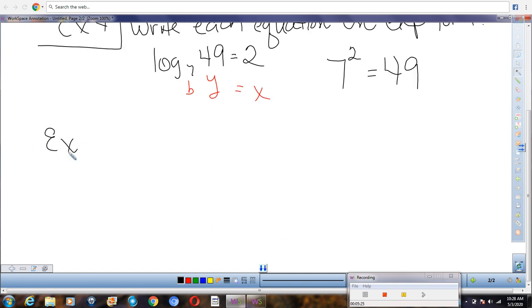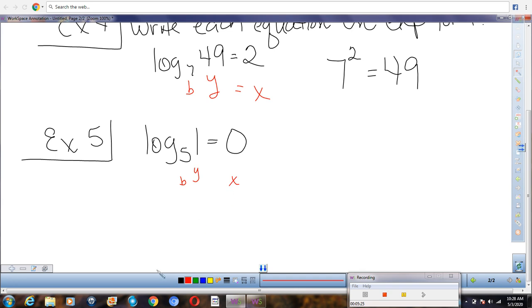Try another one. Example 5. We have log base 5 of 1 equals 0. We're going to rewrite this in exponential form. Again, quick reminder, this is our b, this is our y, and this is our x. So rewriting this as b to the x, which is 0, equals 1. Again, is this true? Yes.